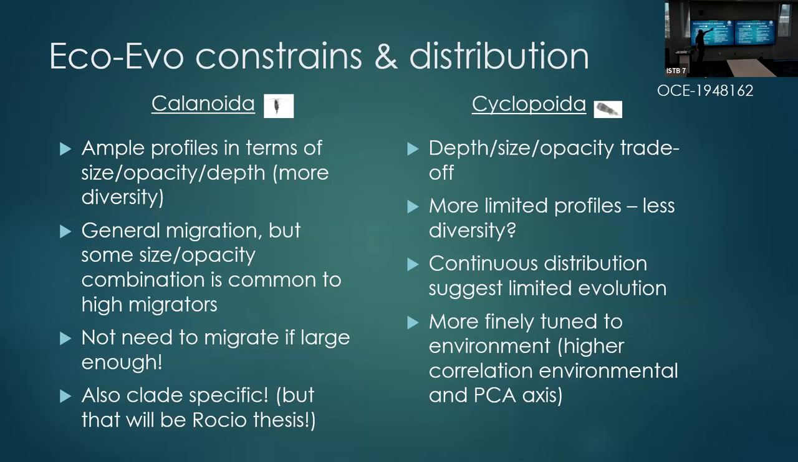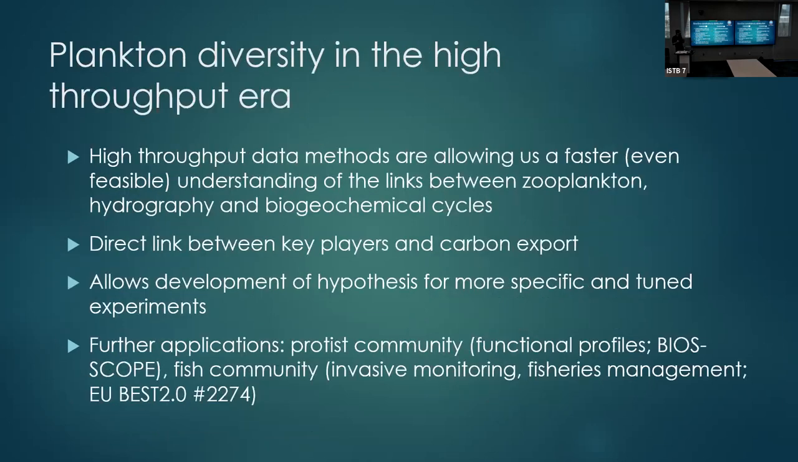Then for cyclopoids, they have this trade-off between depth, size, and opacity. They have more limited profiles. Maybe they are less diverse in that component. And this continuous distribution might suggest limited evolution, a bit more recent. And again, they look to be more finely tuned to the environment, but maybe that is not it, maybe it's just that they just don't want to migrate.